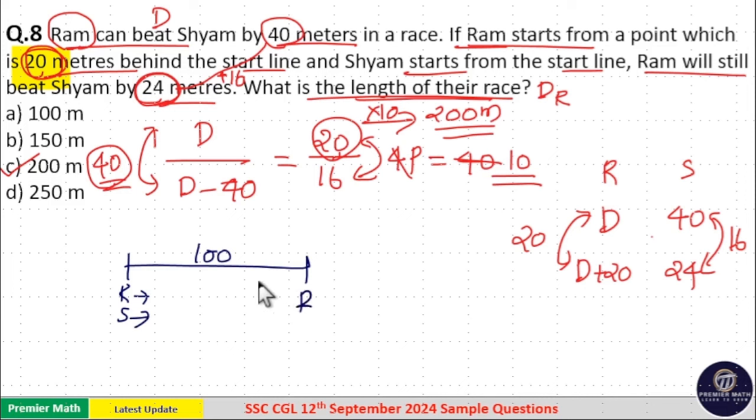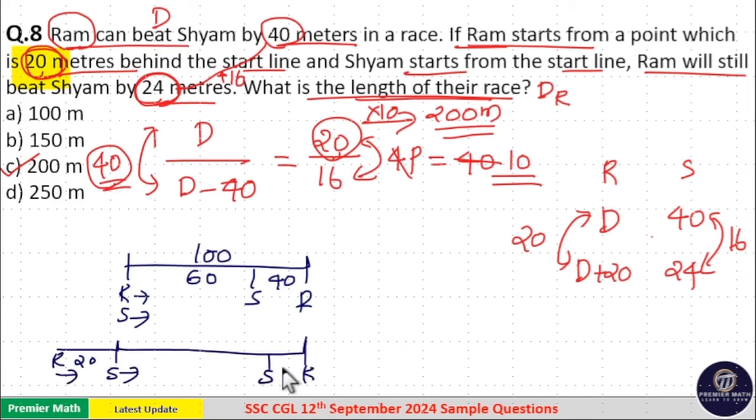Ram beat Shyam by 40 meter means Shyam is only covering 60 meter. But when Ram is 20 meter behind Shyam, Ram still beat Shyam by 24 meter. But in this case, Shyam is covering extra 16 meter. That is 40 minus 24 is 16 meter.